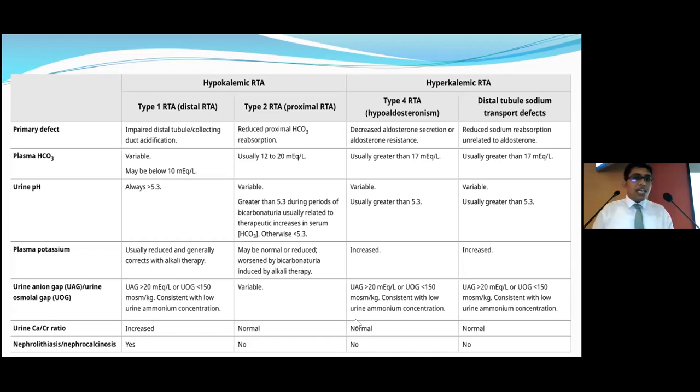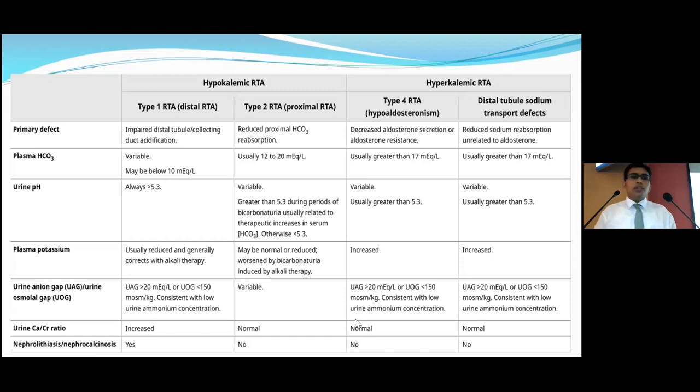This urinary anion gap and urine osmolar gap are consistent with low urine ammonium concentration. In type 1 renal tubular acidosis, they usually have an increased urine calcium creatinine ratio. And because of hypocitraturia and hypercalciuria, they will get nephrolithiasis or nephrocalcinosis.